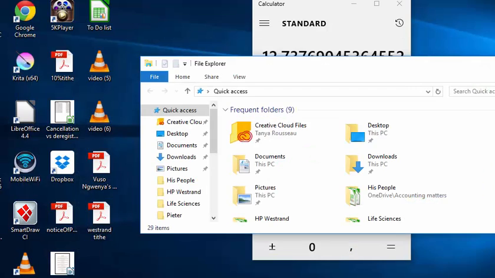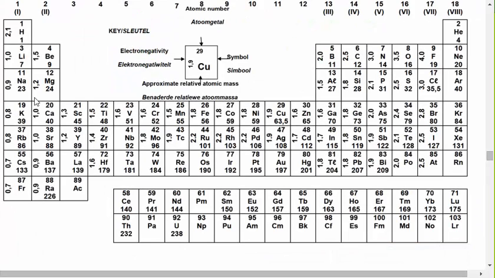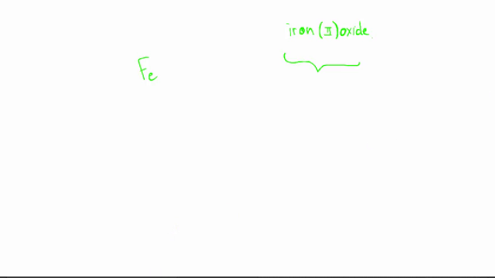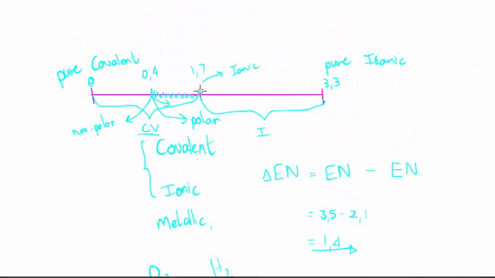Let's look. So, is it two elements on this side? No, there's an oxygen there, so I can use my table. I see it's 3.5 minus iron's 1.8. That gives me 1.7. So it would be about, was it 3.5 and 1.8? Yeah, about 1.7. So it's becoming ionic, isn't it? Okay, I would lean towards ionic.